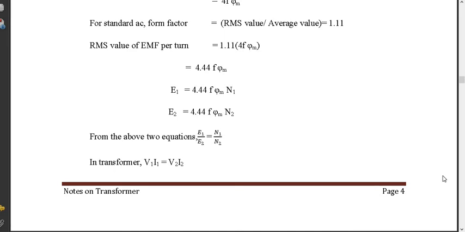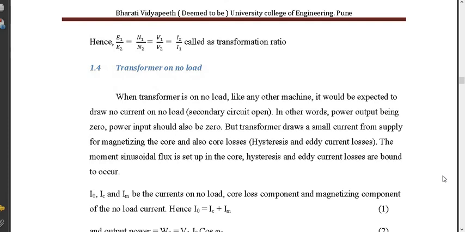Now another thing is that in a transformer V1 I1 is equal to V2 I2. So V1 I1 is equal to V2 I2 means the KVA rating is the same for primary as well as secondary. So V1 upon V2 is equal to I2 upon I1. So I can write the same ratio now as E1 upon E2 is equal to N1 upon N2 is equal to V1 upon V2 is equal to I2 by I1. To put it another way, in the transformation ratio, everything is 1/2, may it be turns ratio, voltage ratio, or EMF ratio, but except for current, everything is 1/2, and the current is 2/1.